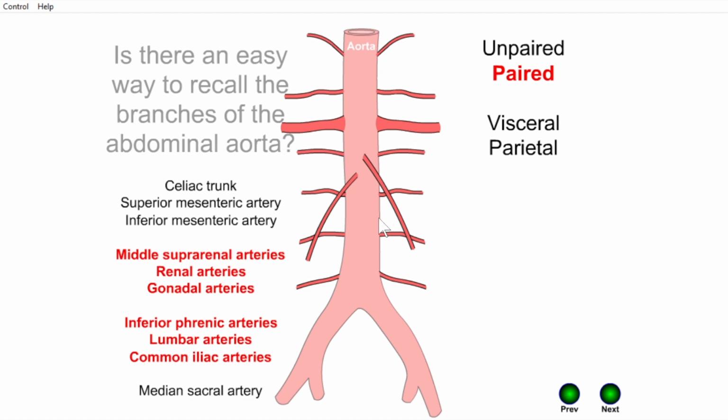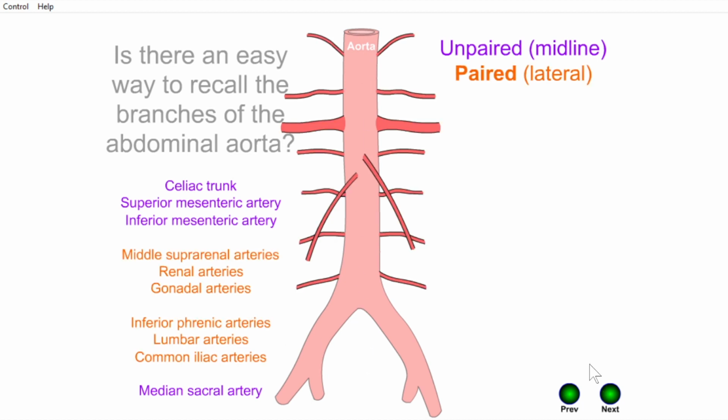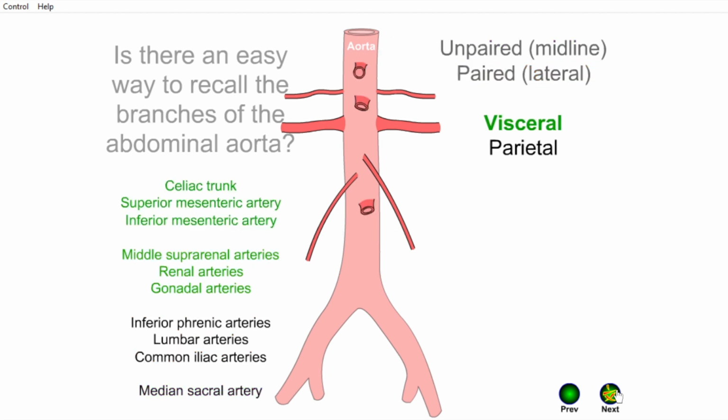Now, another way to describe them is whether they supply organs, that is whether they're visceral, or whether they supply the body wall and are parietal branches. Now here, let's do it all over again. The unpaired arteries are in purple, and the paired arteries are now in orange. What if we try to now show the visceral branches? Now you see the top 2 groups are actually the visceral branches supplying organs, while the lower 2 groups are the parietal branches, and I've put them in blue, as you'll see here.